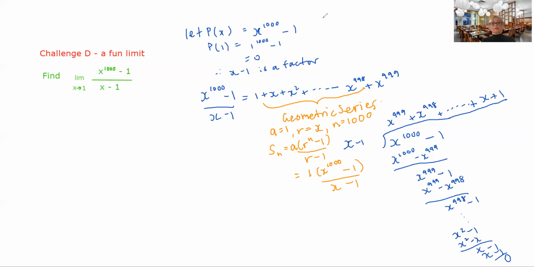All right, so what we can now do is we can say, well, this is the limit as x tends towards 1 of just this expression here. So 1 plus x plus x squared, all the way up to x to the 998 plus x to the 999. Well, you've got 1000 terms there, and each of those 1000 terms is going to equal 1 when you substitute in x equals 1. So we're going to get 1000 times 1, which is just 1000, which I think is pretty cool.